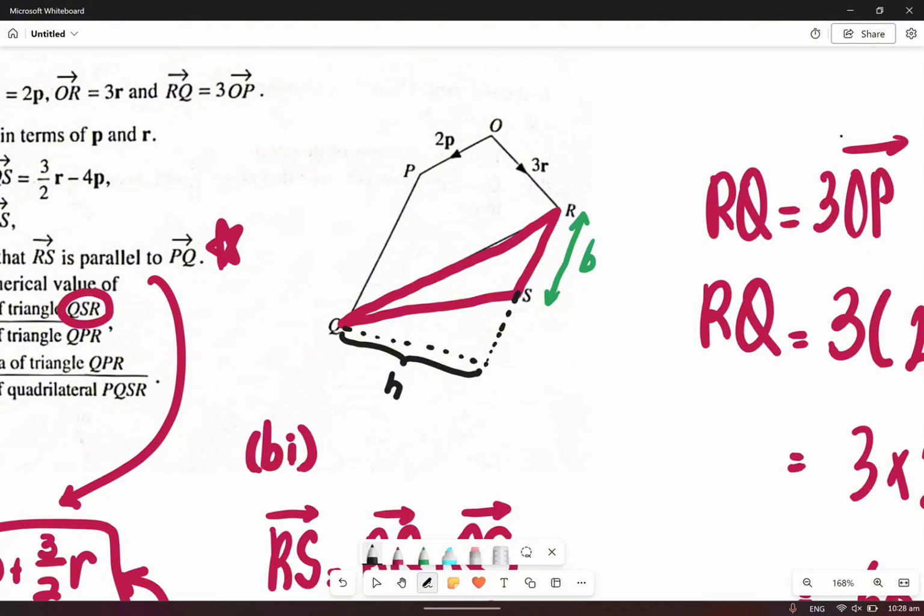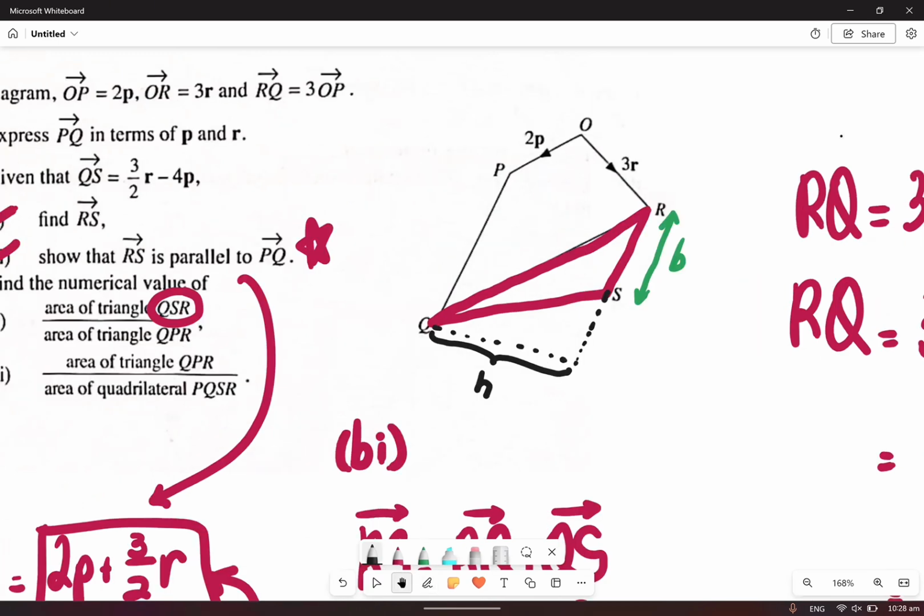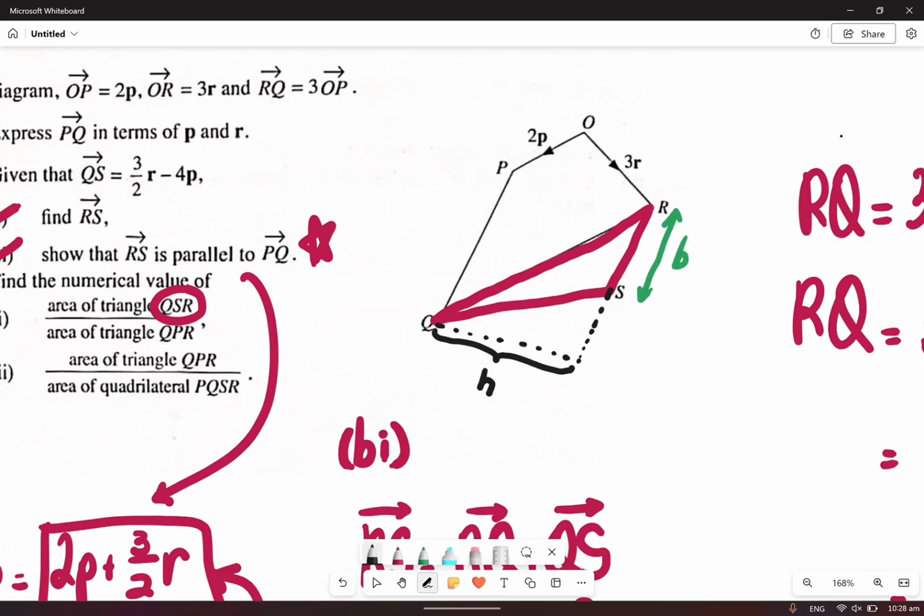Am I making sense? When it comes to a slanted triangle, you want to always make sure you dot it out first. Am I making sense? Yes. Okay, so that is my triangle. True or not true? Can I understand?